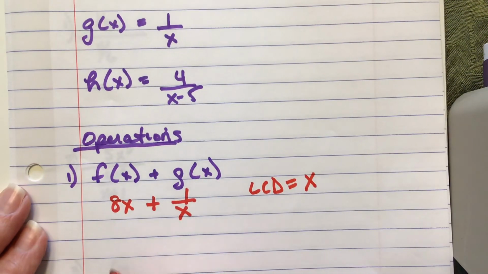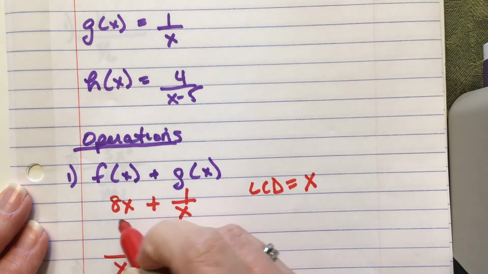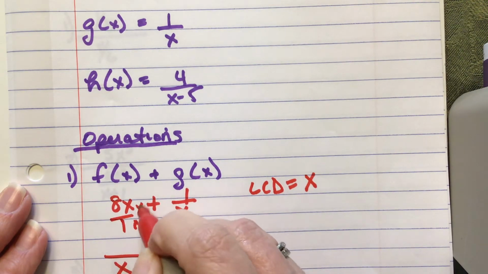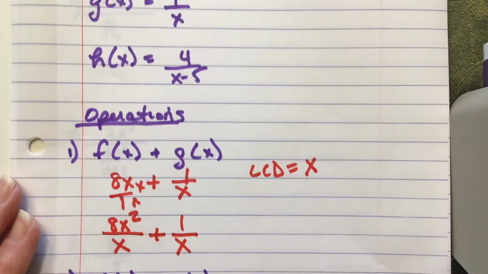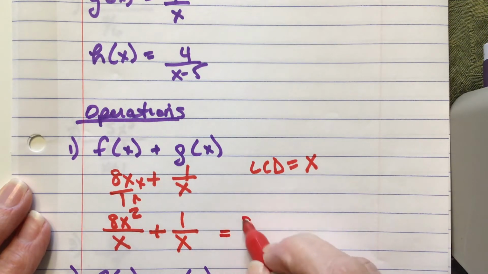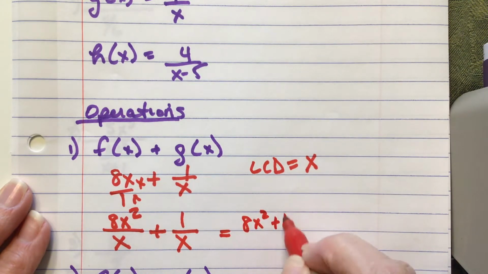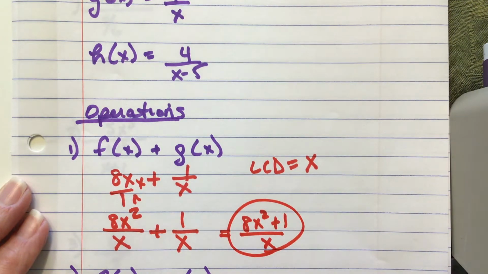So in this case, I need to have something over x to be 8x. So I'm going to multiply the top and the bottom by x. So I get 8x squared on the top plus, this already has my denominator of x, so I don't need to do anything there. So I'm going to say 8x squared over x plus 1 over x is 8x squared plus 1 over x, and that would be my final answer.